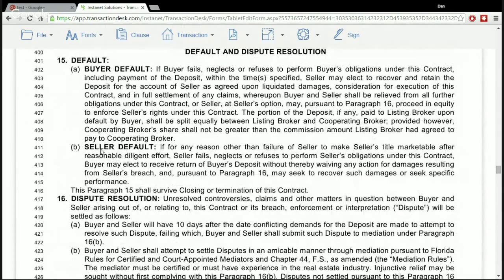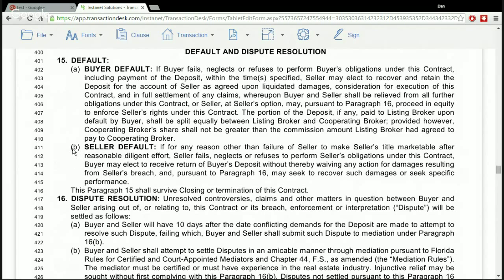So seller default, if for any reason other than failure of seller to make seller's title marketable after reasonable diligent effort, seller fails, neglects, or refuses to perform seller's obligation under this contract, buyer may elect to receive return of buyer's deposit without thereby waiving any action for damages resulting from seller's breach, and pursuant to paragraph 16, may seek to recover such damages or seek specific performance. Seeking specific performance.